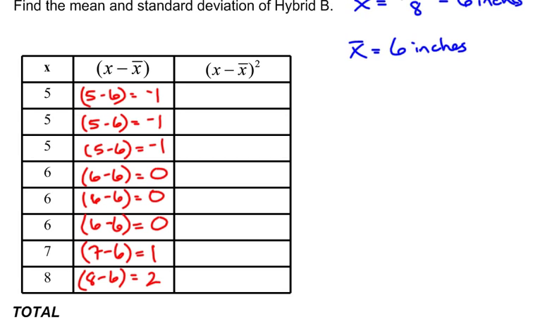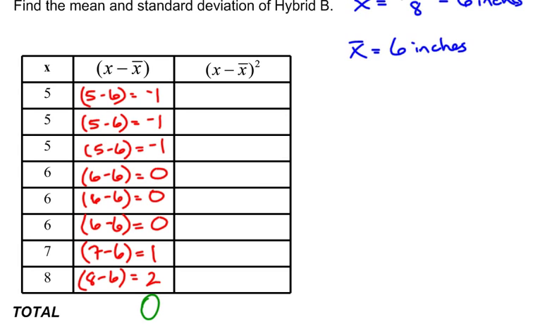Okay, and you can see I've gone ahead and done that for you. And once again, we have a list of items subtracted from the mean: -1 plus -1 plus -1 plus 0, 0, 0, and 1 and 2 all add up to be 0. So you'll notice it's not a coincidence that the last one had a total of 0.